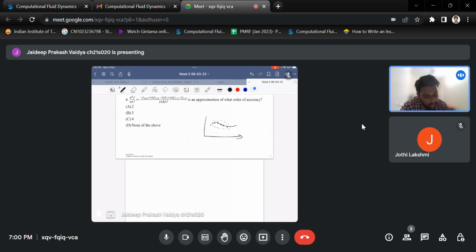So when we try to solve this problem, we write this d square f by dx square as follows. This is known as the method of undetermined coefficients.